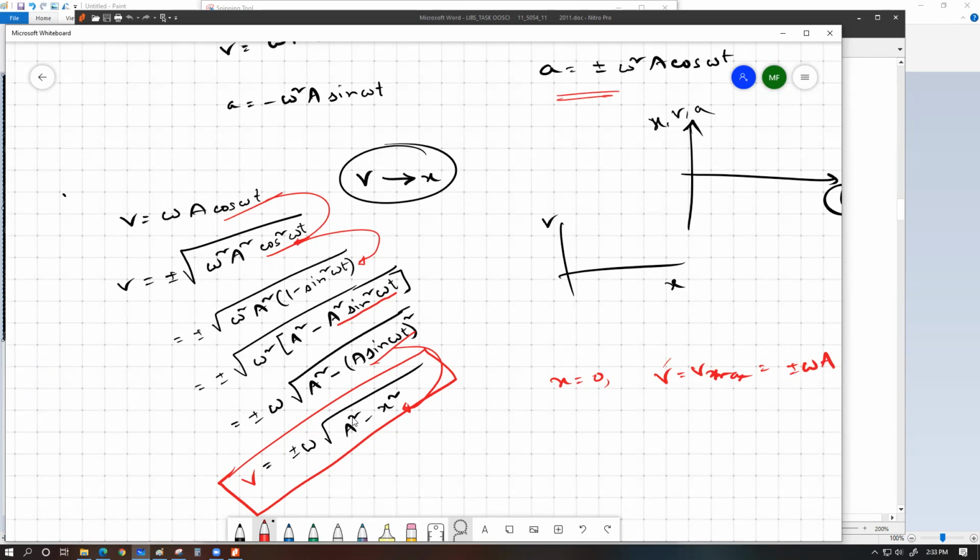And for instances where x equals to plus or minus a, try to understand. Plus a means on the very right side, and minus a means on the very left side, or plus a might mean on the very top position, and minus a mean at the very lowest position. It can happen that way. For x equals to plus or minus a, v is plus or minus omega root over of a square minus a square, which gives you 0, which means at terminal positions, the velocity of the object is always 0.